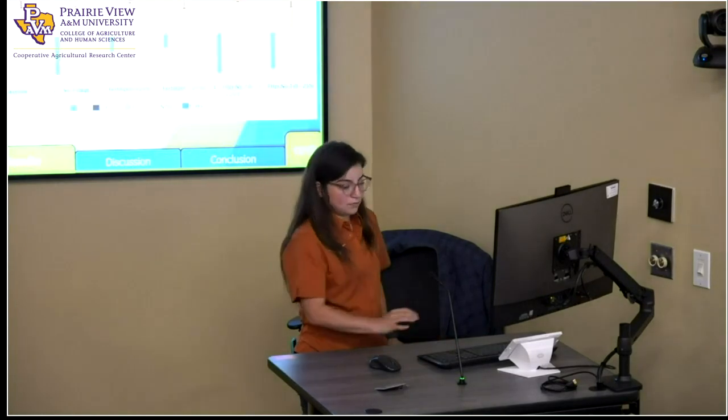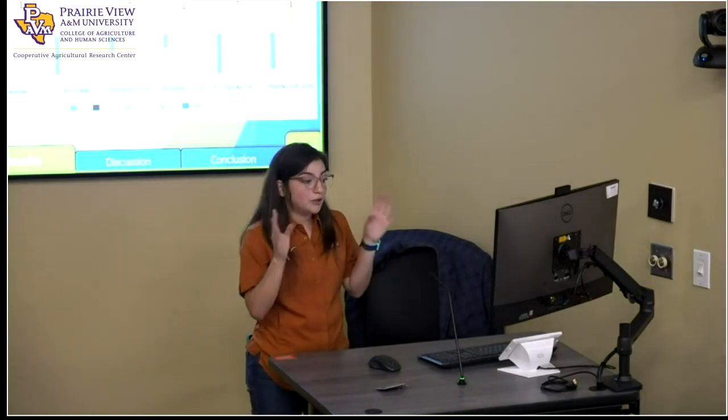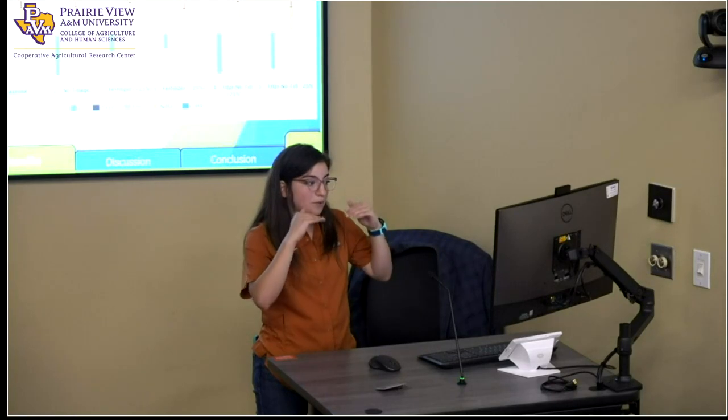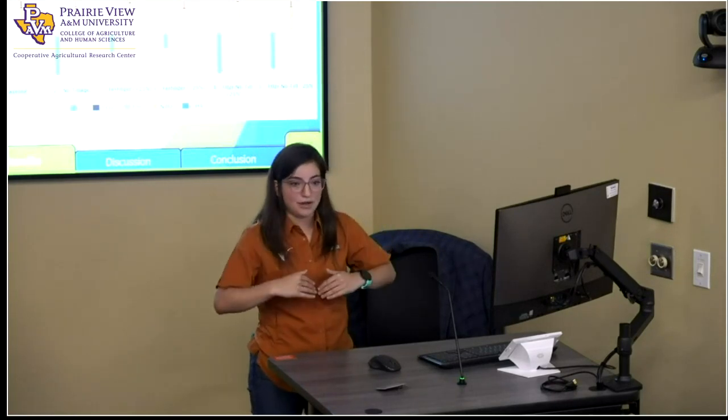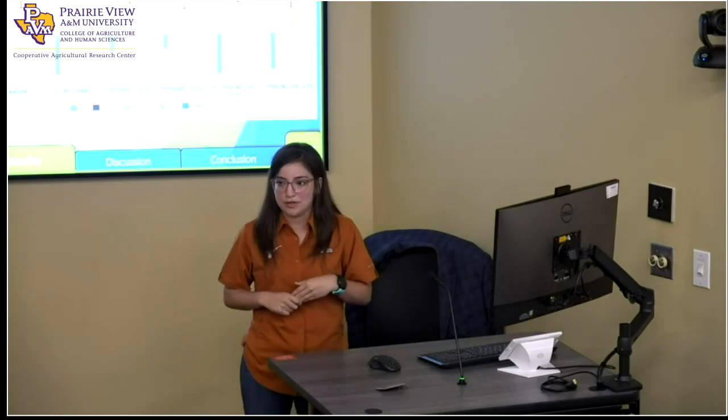Ideally, we want to minimize the orange and maximize the blue. Minimize nitrous oxide because we know that's a greenhouse gas, and maximize carbon sequestration. We want to absorb carbon from the atmosphere.